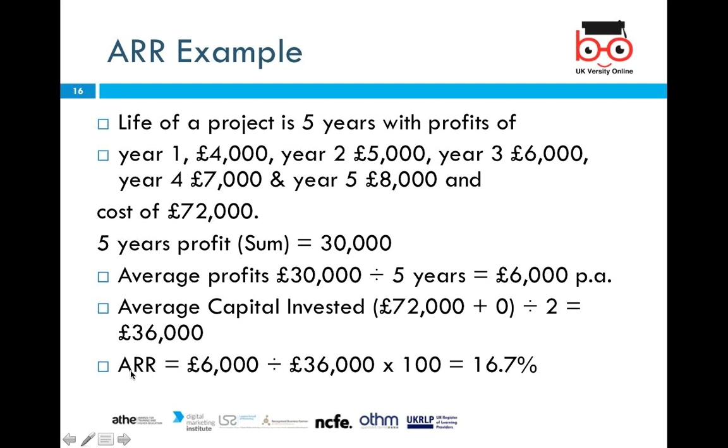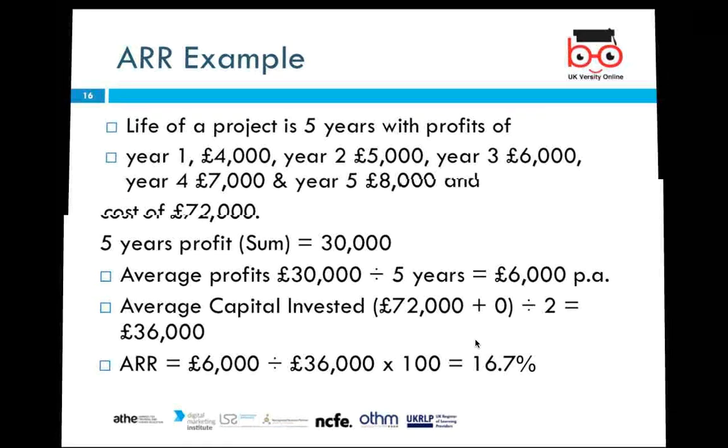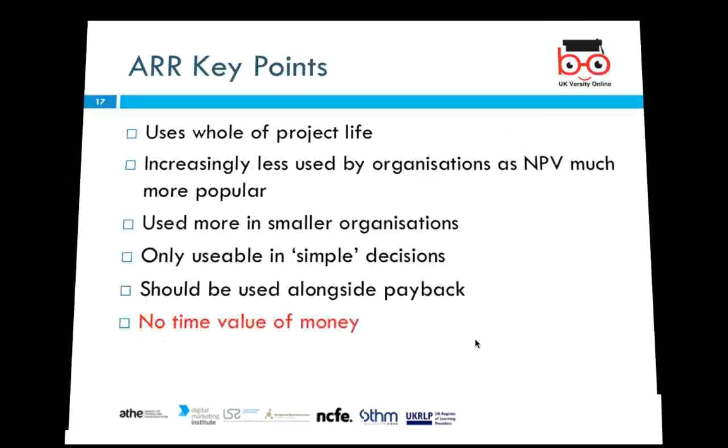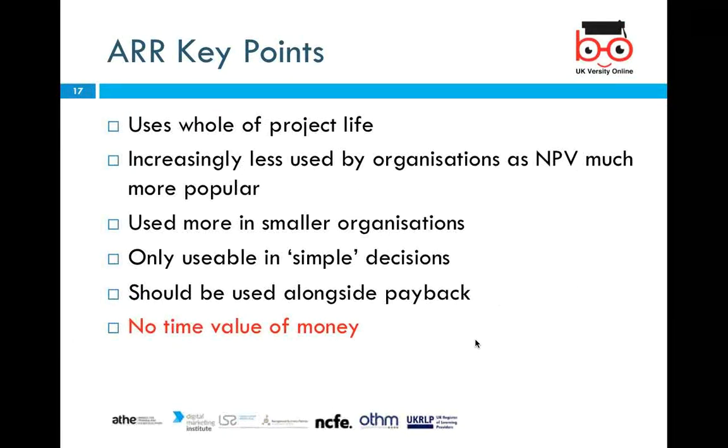That is 36,000. Now our accounting rate of return is 6,000 divided by our average capital investment of 36,000, multiplied by 100 to give a percentage, that is 16.7%. So that is our accounting rate of return, alongside the payback period for the particular time period. These are the two we can calculate as non-discounting methods.